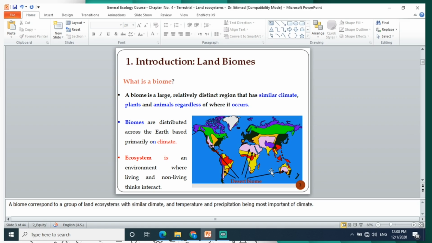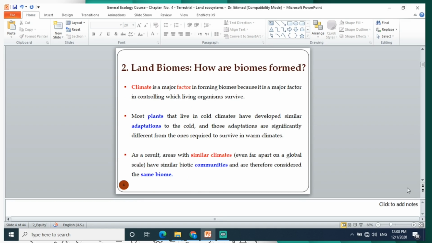So a biome corresponds to a group of land ecosystems with similar climate, temperature, and precipitation or rainfall. Therefore, biomes are larger than ecosystems. How are biomes formed? Biomes are formed by climate, because climate is a major factor in forming biomes. As a result, areas with similar climates will have a similar biotic community and are therefore considered the same biome.